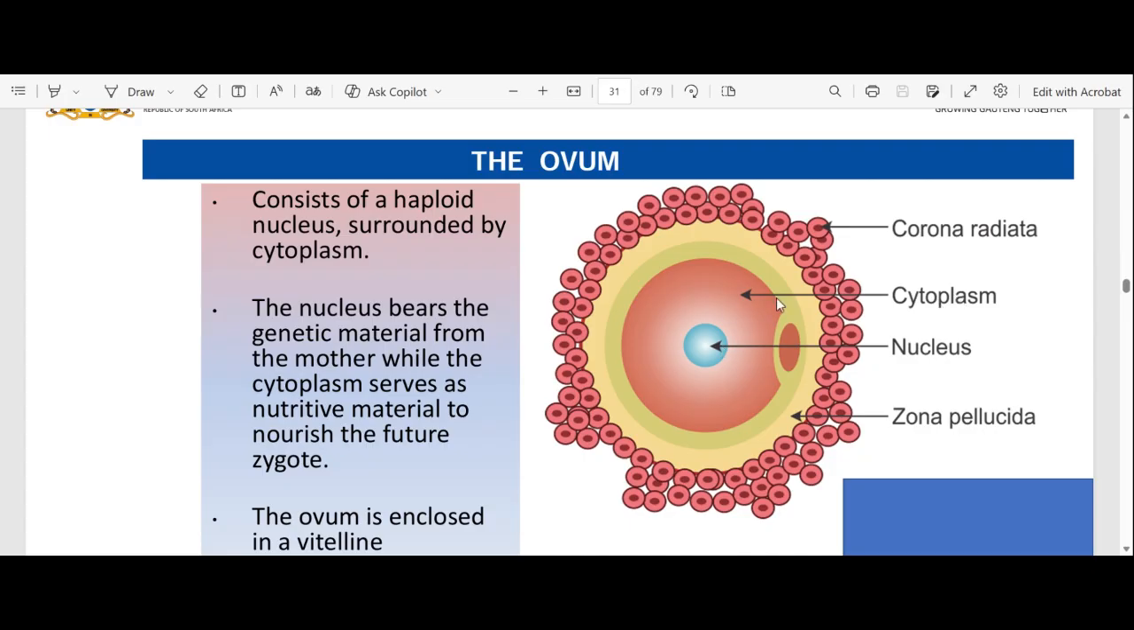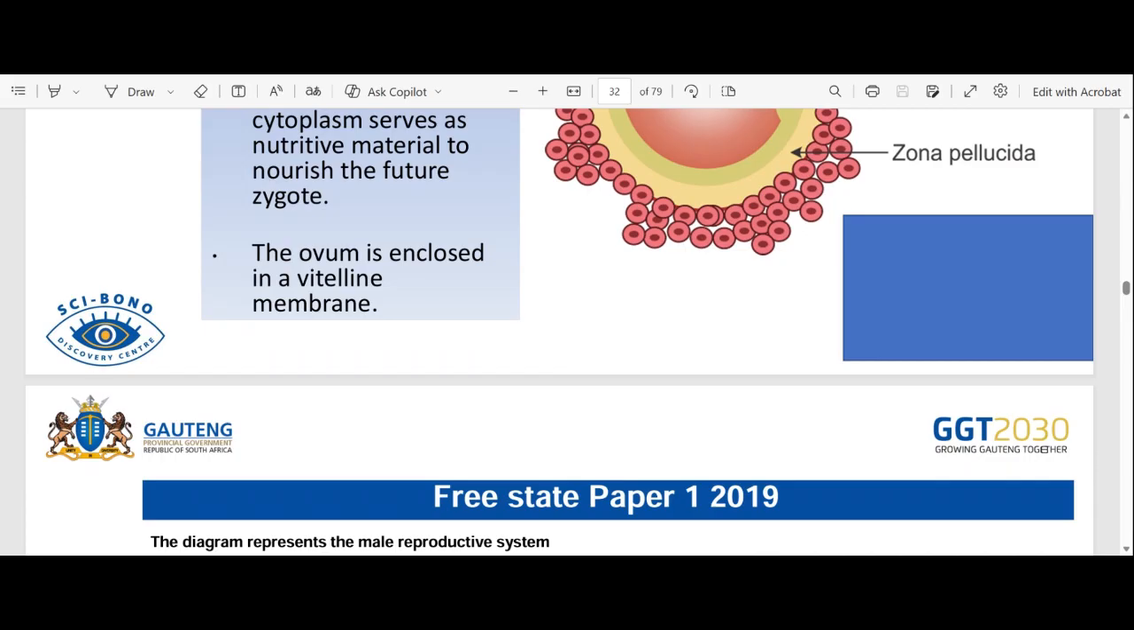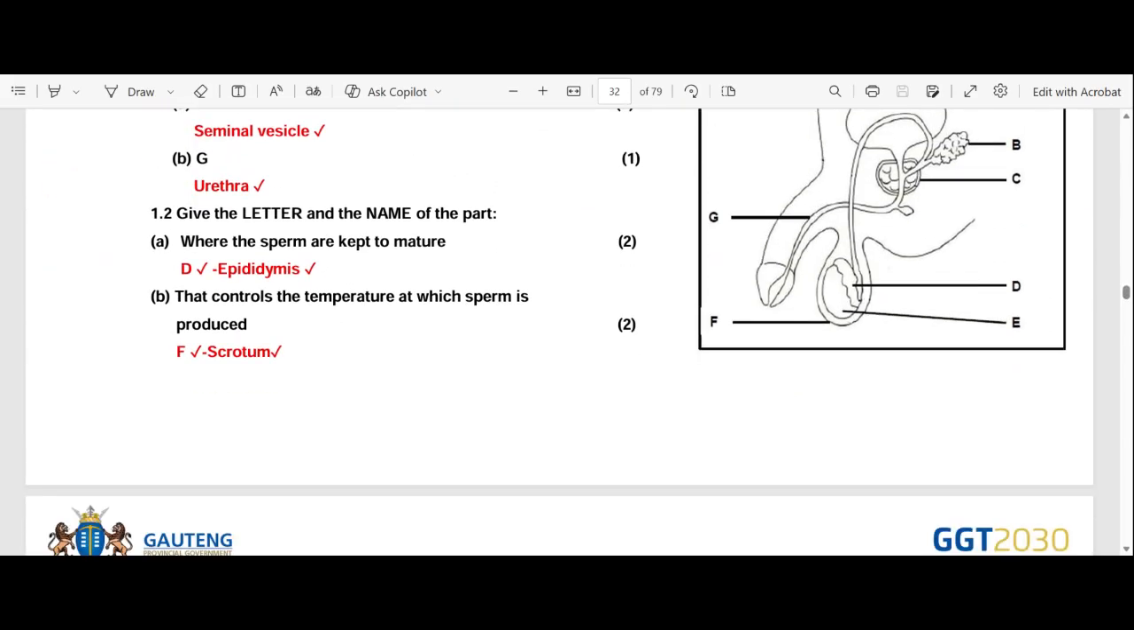And we have our cytoplasm in the structure of an ovum. And around the cytoplasm are the follicle cells. They're surrounding and protecting the ovum itself. I hope that makes a lot of sense. So this is the structure of our ovum, and you need to know the structure.